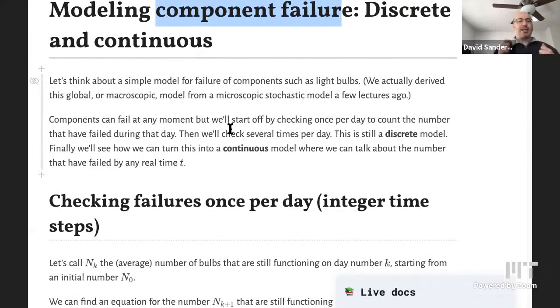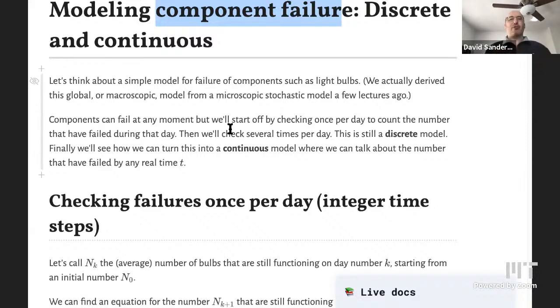So what is this about? Again, it's about light bulbs or other mechanical or electrical components. The question is, how long does it take for light bulbs to fail? If we're in a factory and we have thousands of light bulbs, they're just going to start failing. We want to keep track of how many light bulbs we need to have in stock to replace those that failed, how long they take to fail, etc.